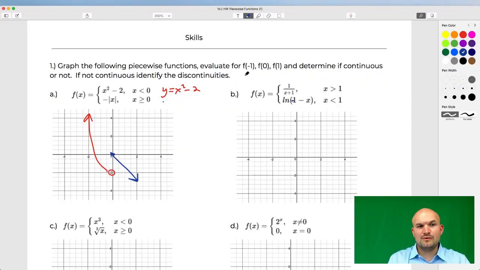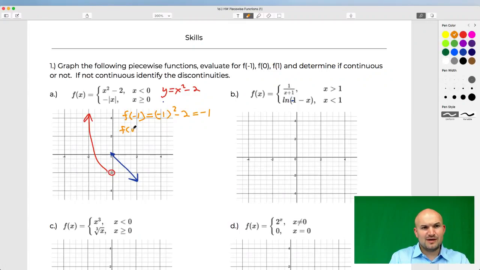The next thing is let's evaluate f of -1, f of 0, and f of 1. This one's really important because when we're looking at -1, we're looking for which function is defined for negative values. The function x squared minus 2 is the only function that's defined for -1. It doesn't make sense to plug -1 into both of these functions. You can see the only point at -1 is on the red graph, not the blue graph. So to evaluate f of -1, I'm going to plug -1 in for x in my top function, because that's the function defined for -1. So -1 squared is positive 1, and 1 minus 2 equals -1.